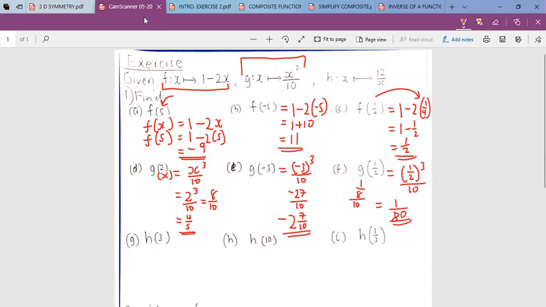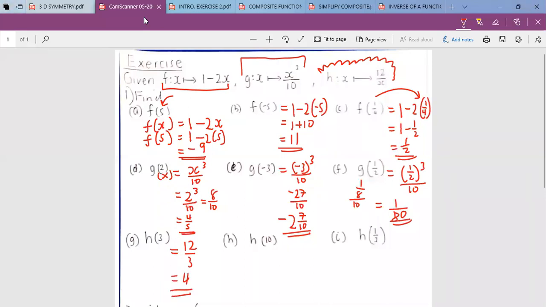Okay, now we go for G, H, I. We are going to use the function h. And the function h says 12 over x. So in the place of x, I have to keep the value given. We are given h of 3. So in the place of x, I have to keep 3. So that means I will have 12 over 3, and my answer would be 4.